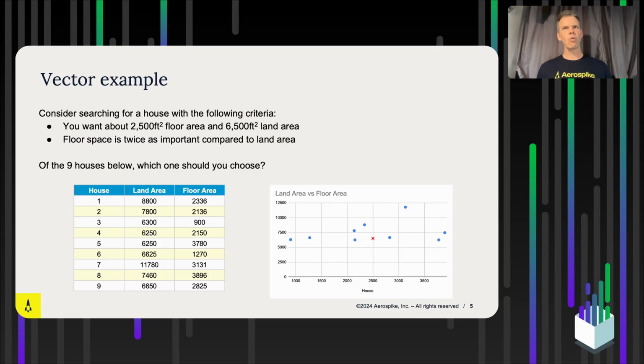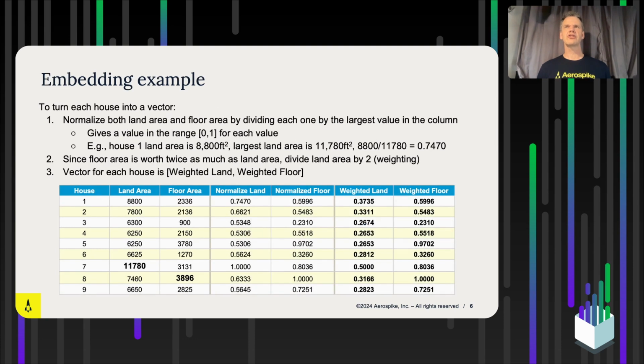Well, what we want to do is turn those dimensions, the floor area and the land area, into numbers that the computer can make a determination on. So what I've done is I've taken the land area and I've divided each one of those land areas by the largest land area. In our case, 11,780 is the largest land area in those 9 properties. So I've divided by that. I've done the same thing for the floor area. The largest floor area I've got is 3,896. So I've divided each one of the floor areas by that.